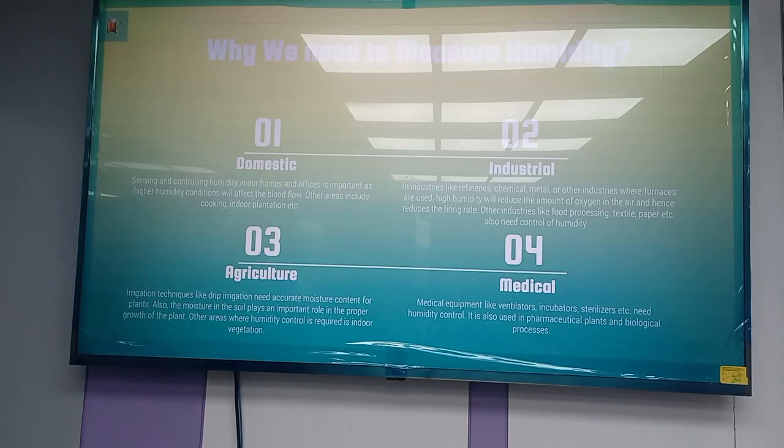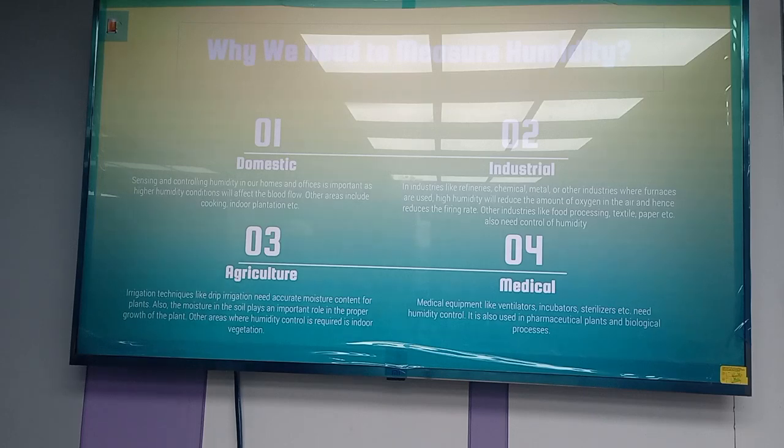And the agriculture sector, irrigation techniques like drip irrigation need accurate moisture content for plants. Also the moisture in the soil plays an important role in the proper growth of the plant. Other areas where humidity control is required is indoor vegetation.